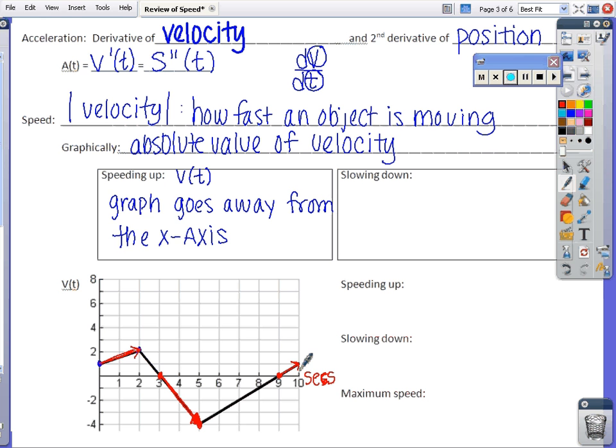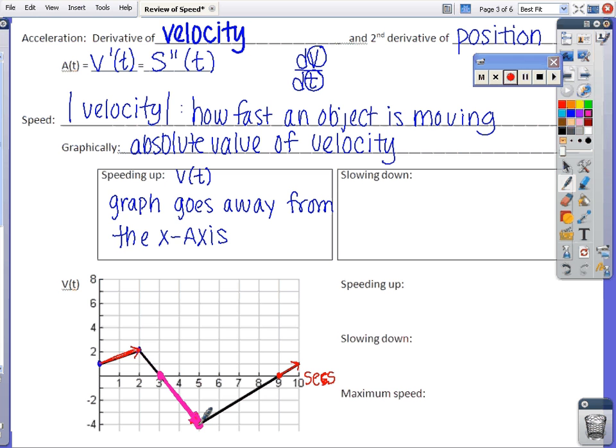And what I mean by that is if you look at this pink section, my velocity values are decreasing, but you're actually speeding up. The speed itself is increasing because you went from a speed of 0 now to a speed of positive 4.